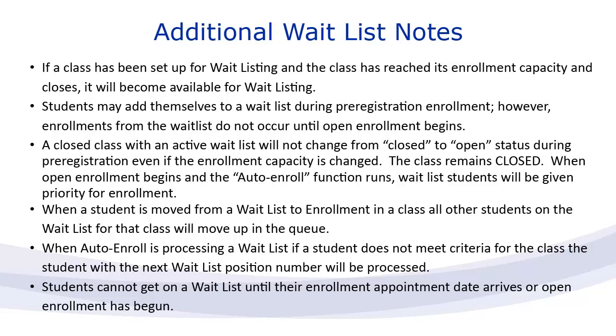When open enrollment begins and the auto-enroll function runs, waitlist students will be given priority for enrollment. When a student is moved from waitlist to enrollment in a class, all other students on the waitlist for that class will move up in the queue. When auto-enroll is processing a waitlist, if a student does not meet criteria for the class, the student with the next waitlist position number will be processed. Students cannot get on a waitlist until their enrollment appointment date arrives or open enrollment has begun.